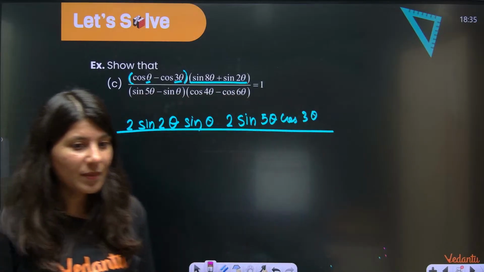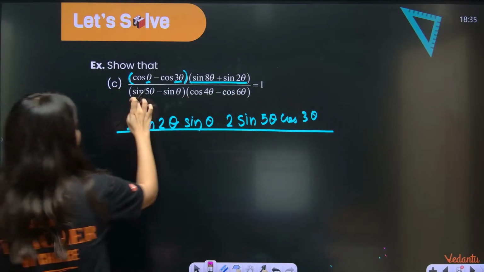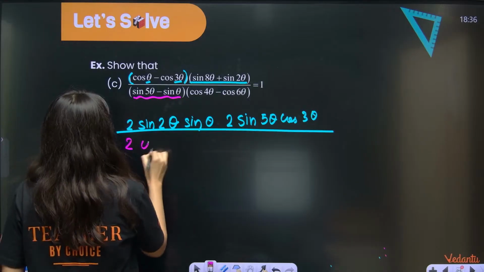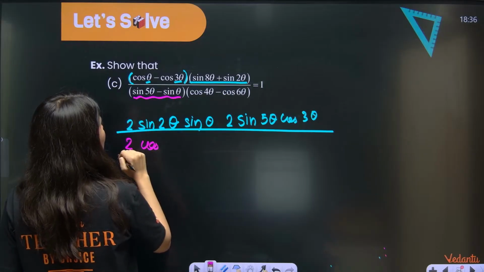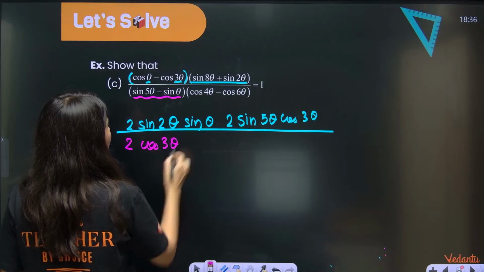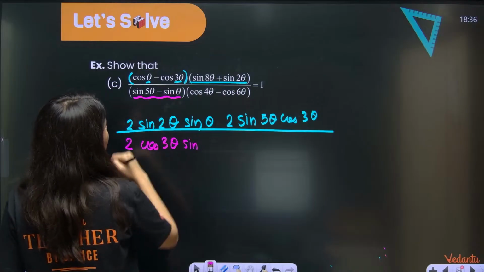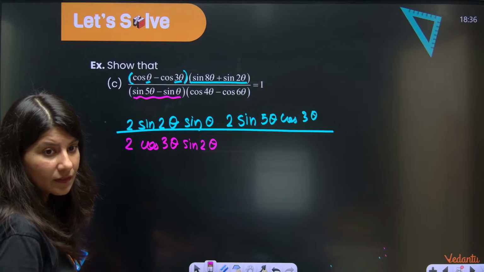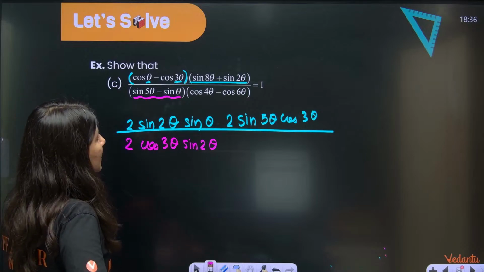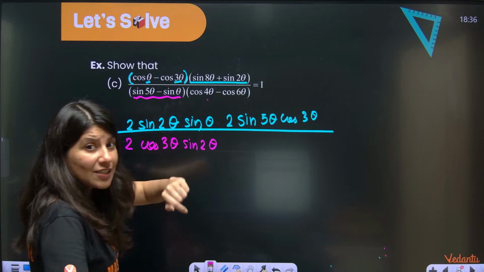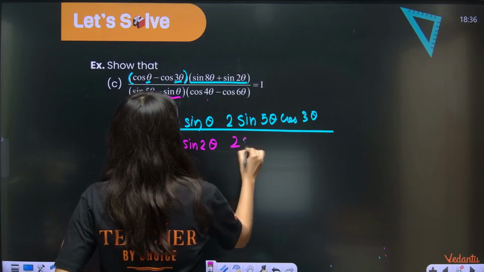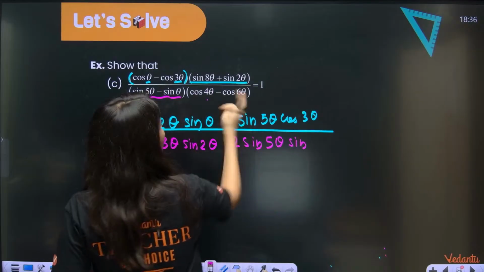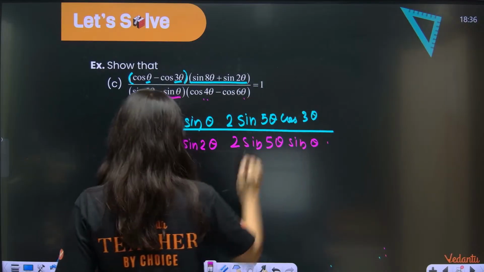Are you doing it with me? Yes. Sin C minus sin D, so 2 cos (C plus D)/2 and sin (C minus D)/2. Yes, getting it? Cos C minus cos D, again the last formula: 2 sin (C plus D)/2 sin (D minus C)/2. That's it, that's it.